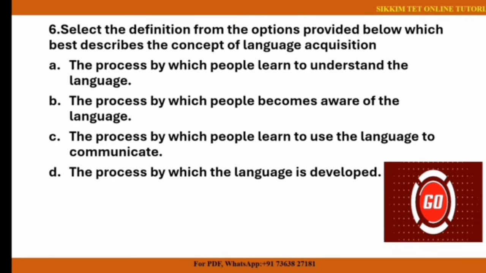अब number D को हेर्यो भने के छ भन्दाखेरि the process by which language is developed. This refers more to language कसरी इभल्भ हुँदैछ, but not how individuals acquire it. So number D पनि के हो, it is not the correct answer. Now the correct answer is number C, that is the process by which people learn to use the language to communicate.